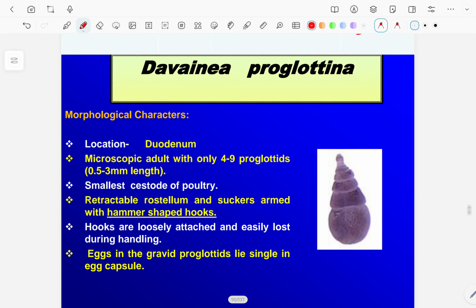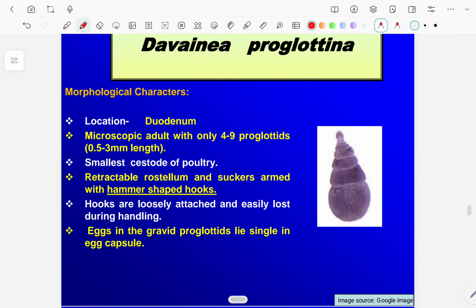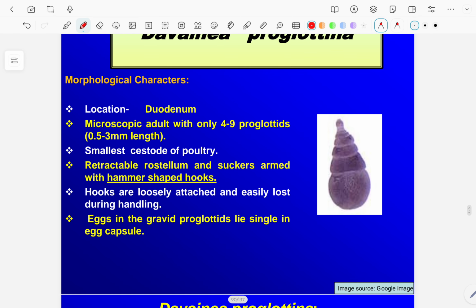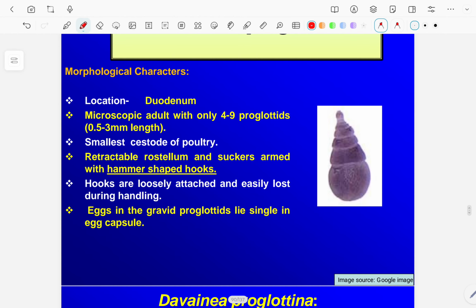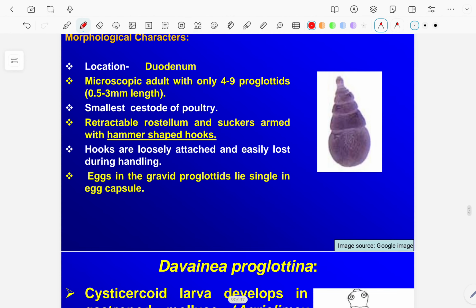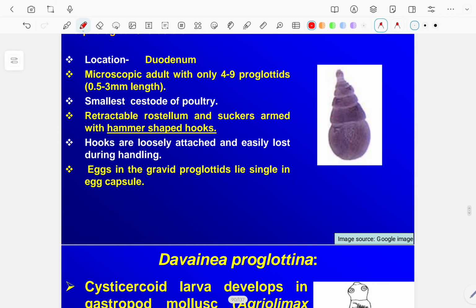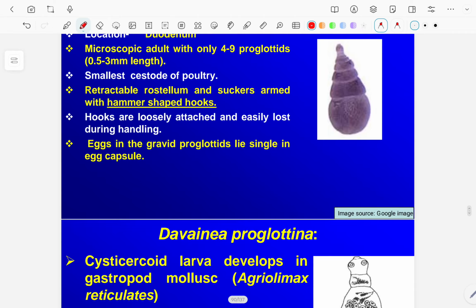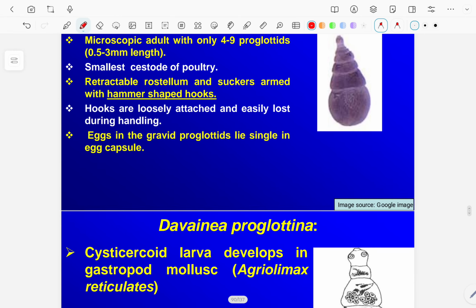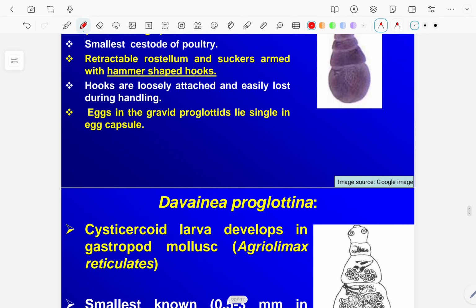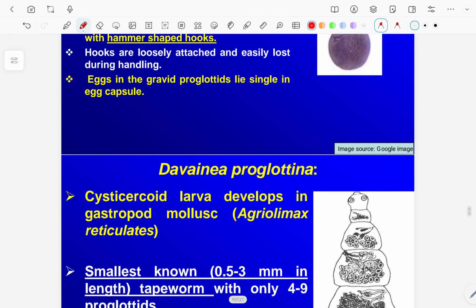Davainea proglottina. Morphological characters: location is the duodenum. A microscopic adult with only 4 to 9 proglottids, 0.5 to 3 mm in length, the smallest cestode of poultry, with a retractable rostrum and suckers armed with hammer-shaped hooks. Hooks are loosely attached and easily lost during handling. The egg in the gravid proglottid lies single in a capsule.